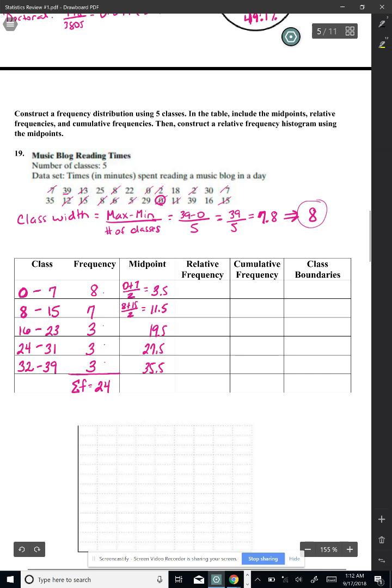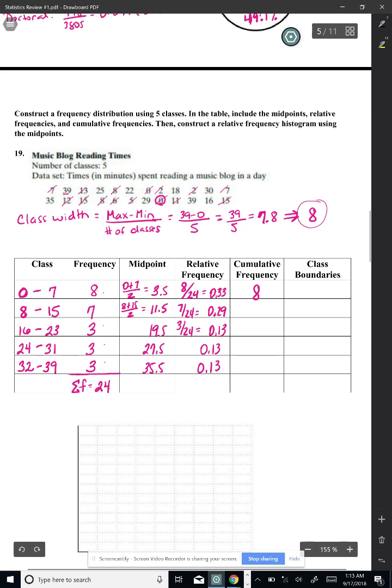So your relative frequency is the number of times it occurs out of the total. So this first one, 0 to 7, would be 8 out of the 24, and that's 0.33. And then the next one would be 7 out of 24, and that would be 0.29. And you can just get these numbers from your calculator. And then 3 out of 24 would be 0.13, and these other ones are also 3, so those would all be 0.13.